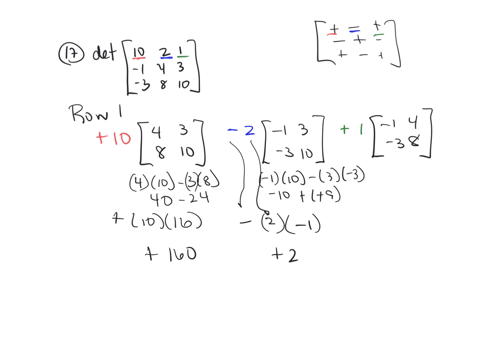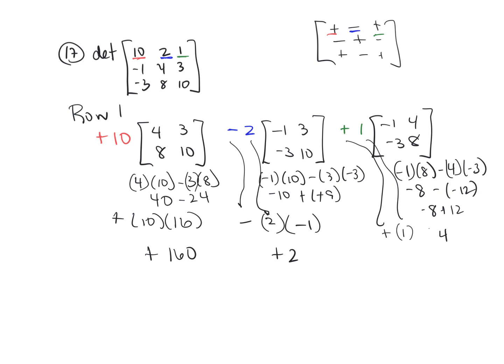Last but not least, negative 1 times 8 minus 4 times negative 3. Watch signs. Negative 8 minus negative 12, negative 8 plus 12. It's positive 4. Bring the sign and the element down: positive 1 times 4 is positive 4.